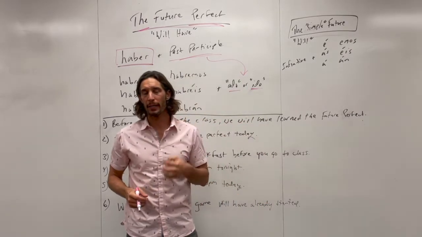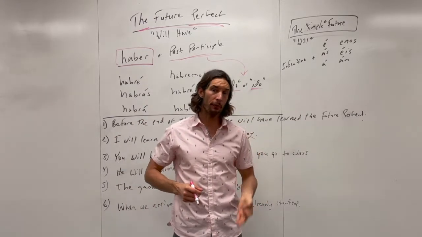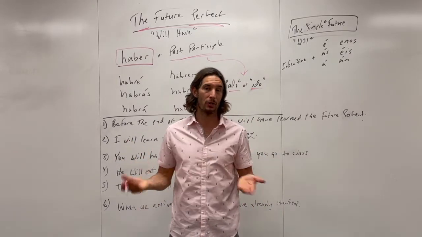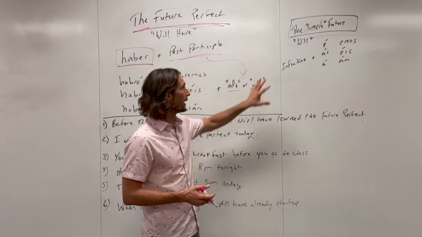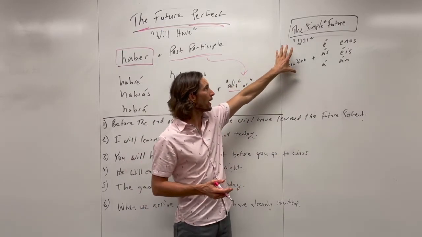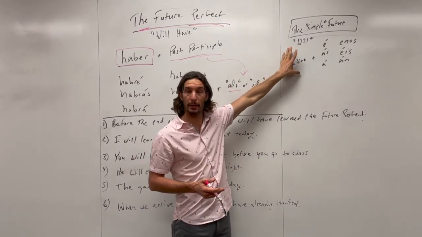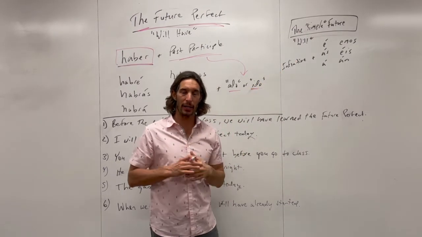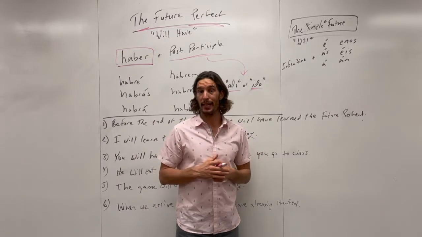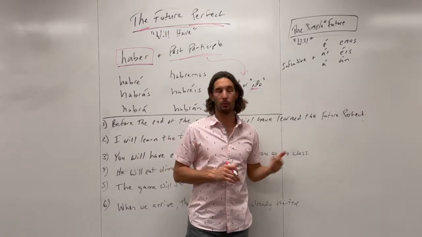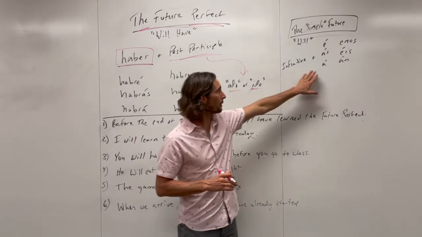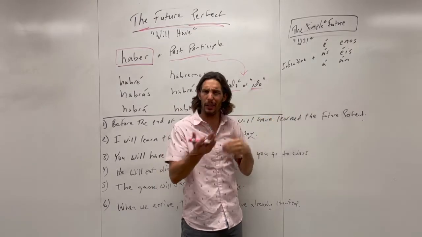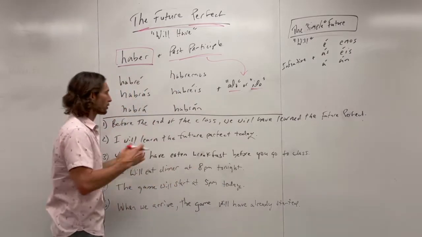In the case of the future perfect, we're going to use haber in the future tense, right? That seems pretty logical. I'm going to use the simple future as well, but I want to first focus on how to conjugate and use the future perfect, and then we'll move on over here. Really, it's just applying the future endings to haber. So let's take a look and see what that actually looks like.